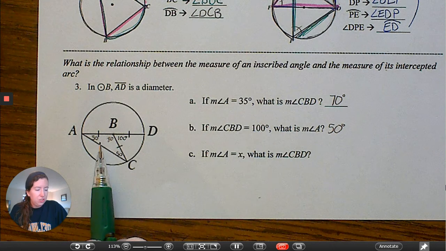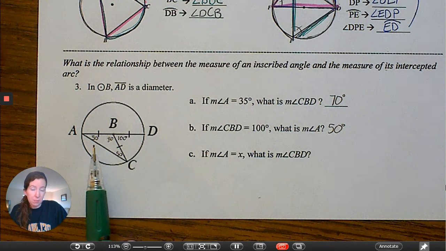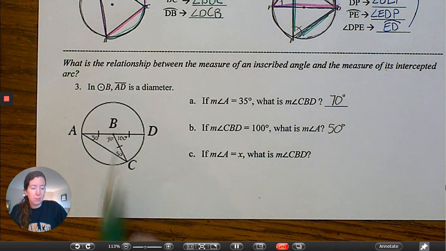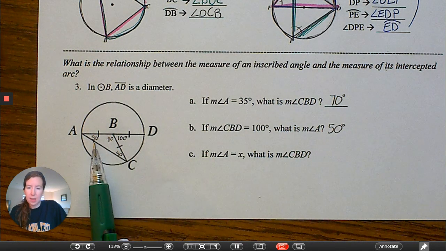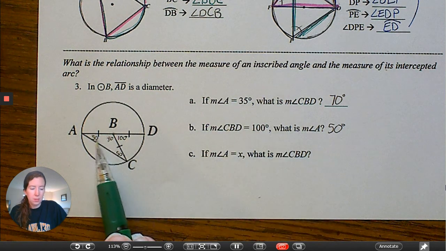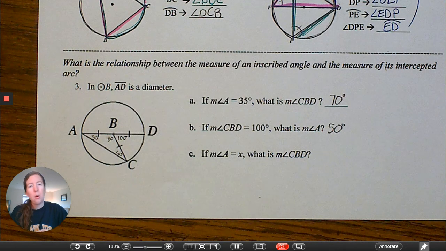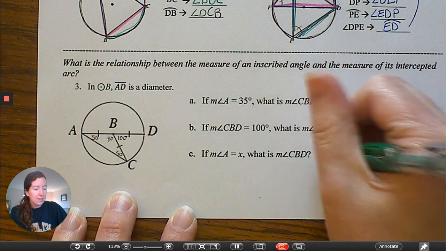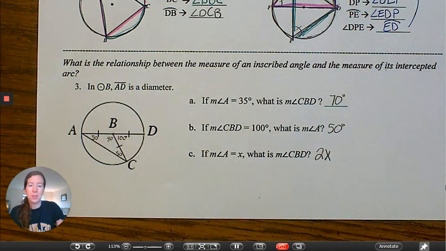If angle A is just x, some random value, what is the measure then of angle CBD? Well, in this one, A was 50 and this angle was 100. In the first one, this was 35 and that was 70. What is the relationship between those numbers? Angle CBD is twice as large as angle A. So if angle A is x, the measure of angle CBD is going to be 2x.